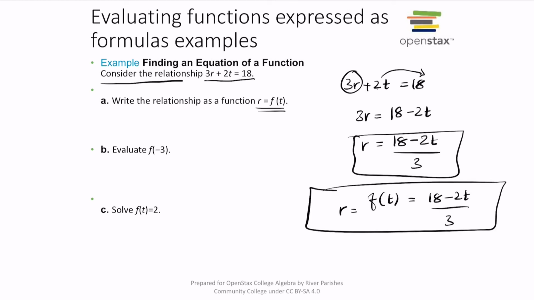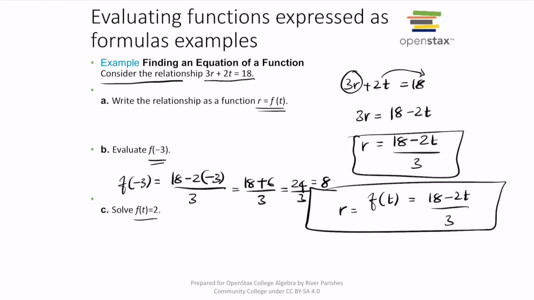That's the principle. Now they are asking us to evaluate f of minus 3. How will you find f of minus 3? In place of t, put minus 3. So f of minus 3 becomes 18 minus 2 times minus 3 by 3. So 18 plus 6 by 3, that becomes 24 by 3, which equals 8.